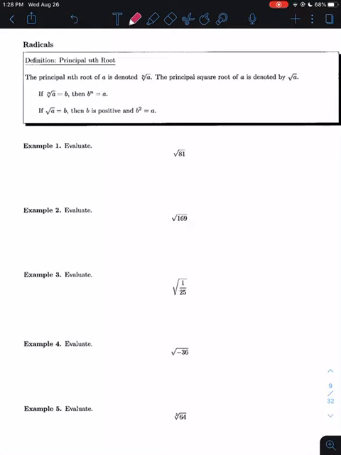So you have this n, and you have the number underneath. The n is the index, as I mentioned earlier. And then the number underneath the radical symbol is the radicand.